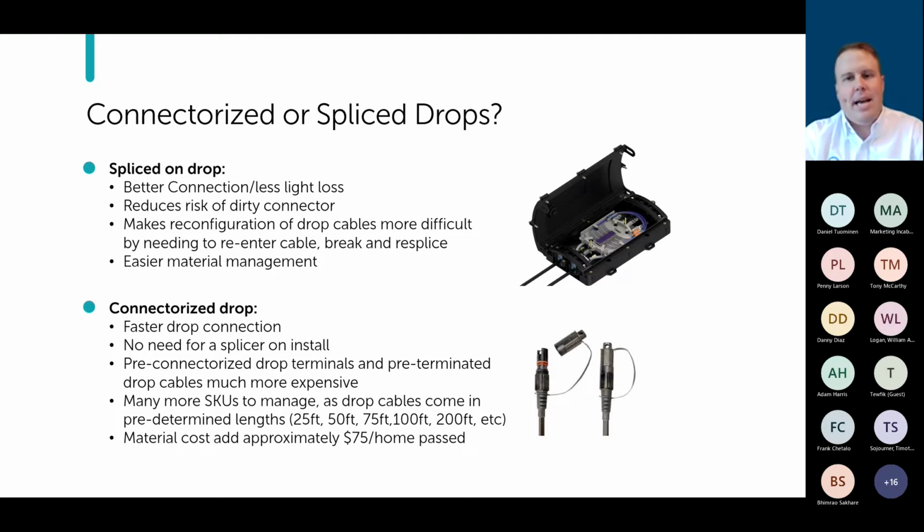Some people just like going connectorized. Some people like splicing on and just having that secure connection. Obviously, splicing on a drop cable, you're going to have a better connection. You're going to have less light loss, because remember, that connector is going to have a 0.3 decibel light loss. So if you've got a couple, call it 3 or 4 connectors in your run to the house, you're potentially talking about 1 or more dBs of light loss. However, if we're splicing that on, we don't have that.